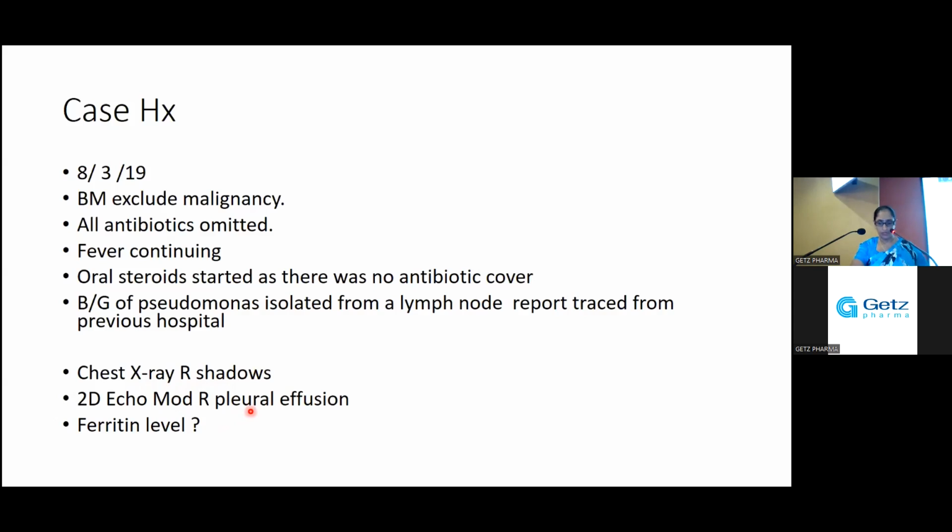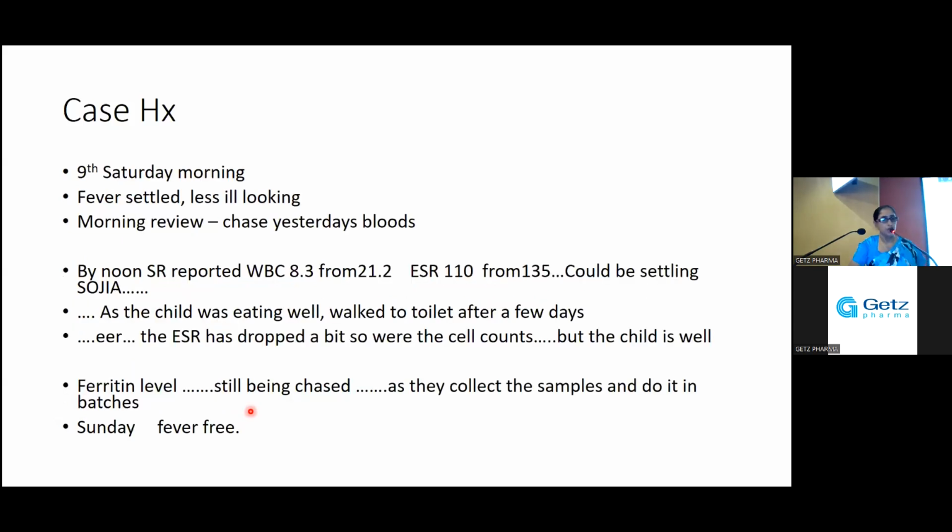So the ferritin level was still elevated. We saw him on Thursday first, and then the Friday where bone marrow came, and the Saturday, because this is meaningless if you don't look at this through the timeline. So 9th was a Saturday morning. We started the oral steroids the day before. Fever was settling, less ill looking. Morning review, did not chase the previous day bloods. By noon, my SR was Chamith, by the way. He's a very vigilant young man, very good SR that I had.